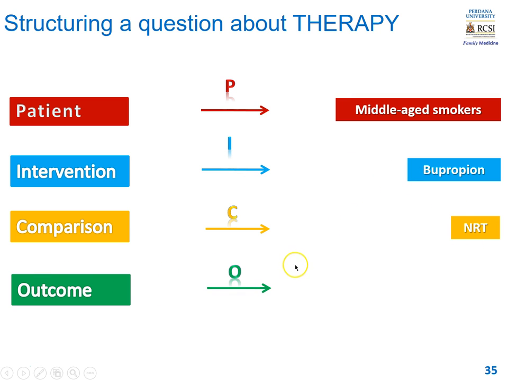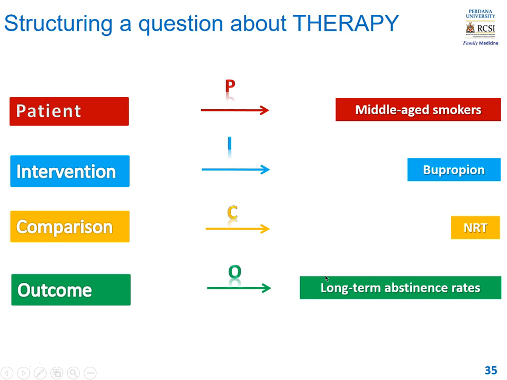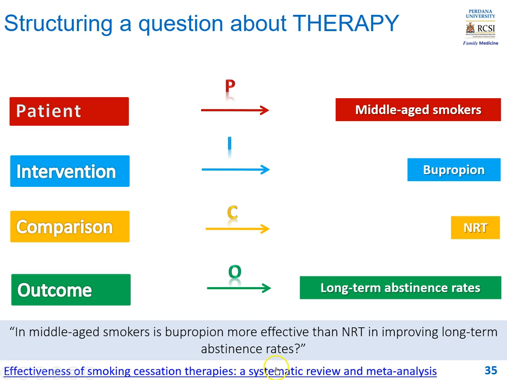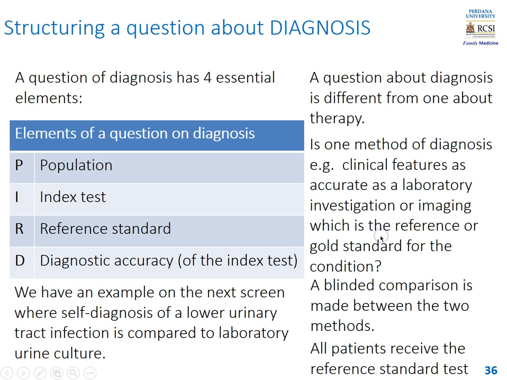And the outcome has to be something tangible and something quantitative, and the general outcome would be long-term abstinence rates, and by long-term here they usually mean about 6 months. Most of the studies have conventionally mentioned 6 months as long-term abstinence rates. So the question now becomes, in middle-aged smokers, is bupropion more effective than NRT in improving long-term abstinence or quit rates? And there's actually a systematic review of that here.